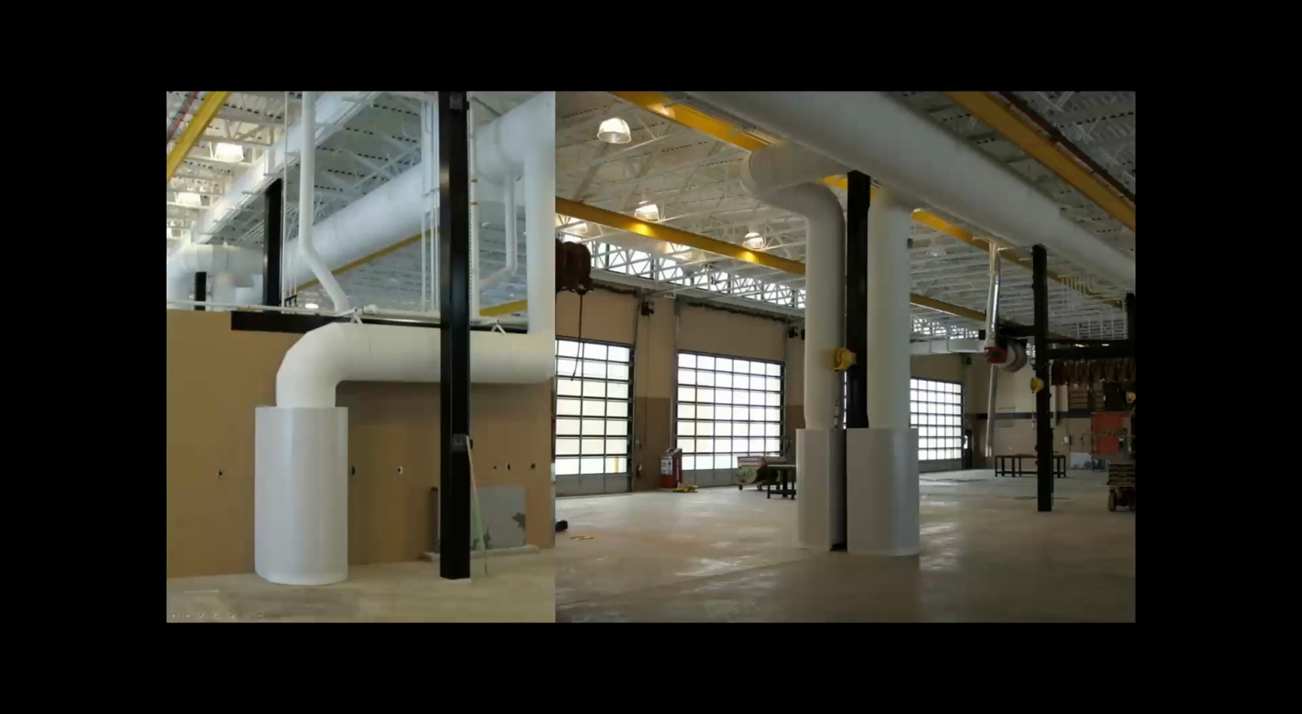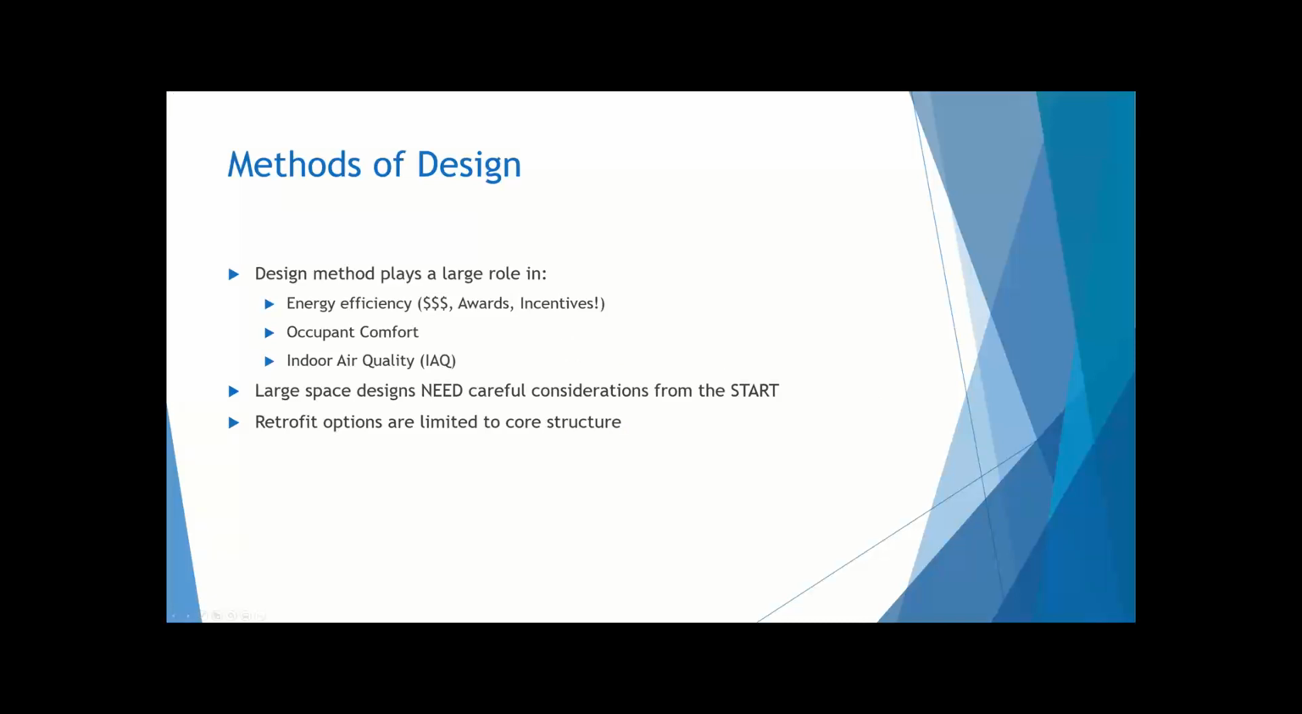Warehouses, can't forget warehouses and other industrial spaces. Those are also typically high bay spaces, and this is a displacement system, which we'll be talking about near the end. You can see these displacement diffusers supplying air to the floor. So before we get into any of that, let's talk about the methods of design.